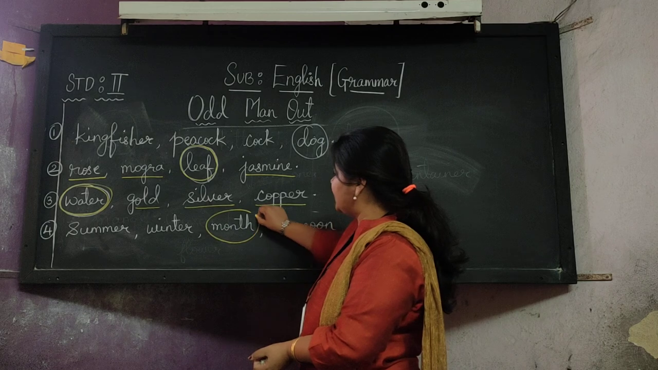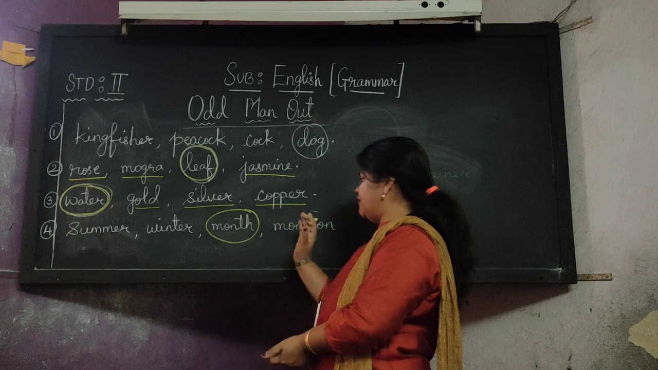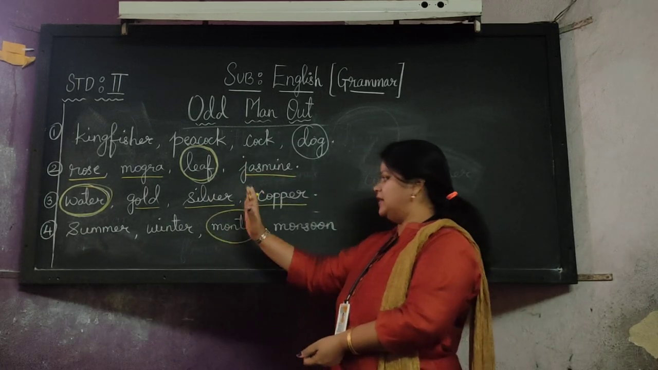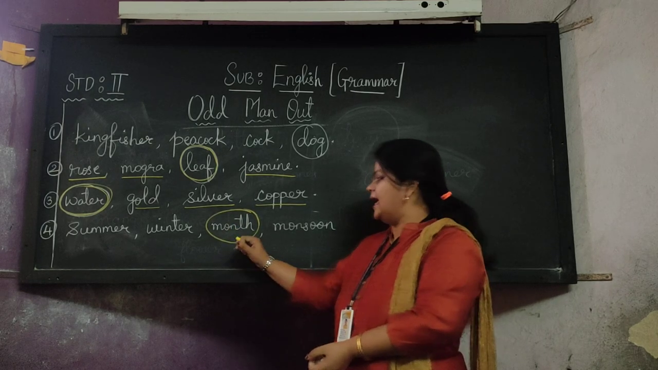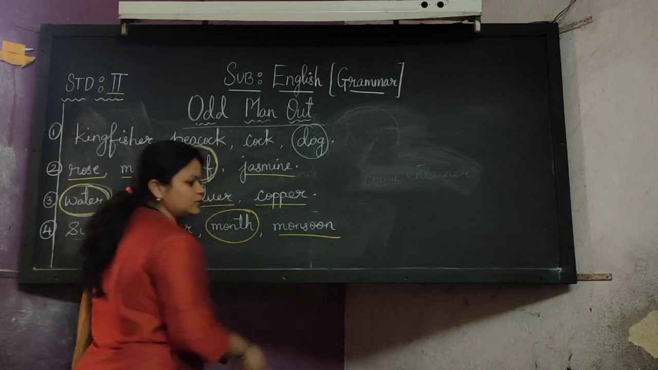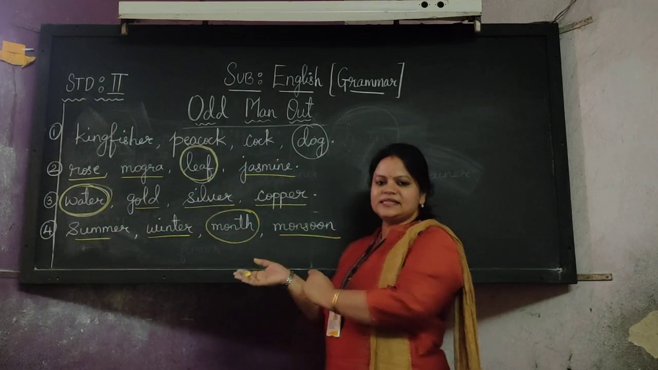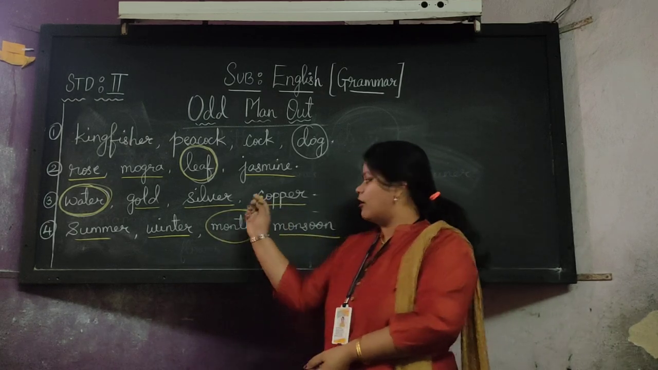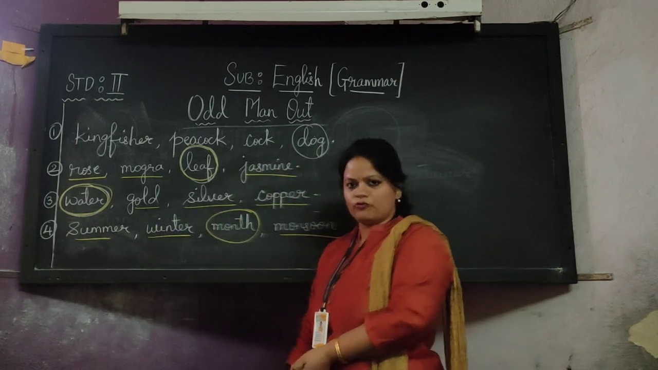The odd man out is month. Month is totally different from the other group of words. Why is the month totally different? The month is a name of the months. In a year, there are 12 months. Whereas summer, winter, and monsoon are the names of seasons. The seasons and the month are totally different. That's why the month is the odd man out from the remaining group of given words.